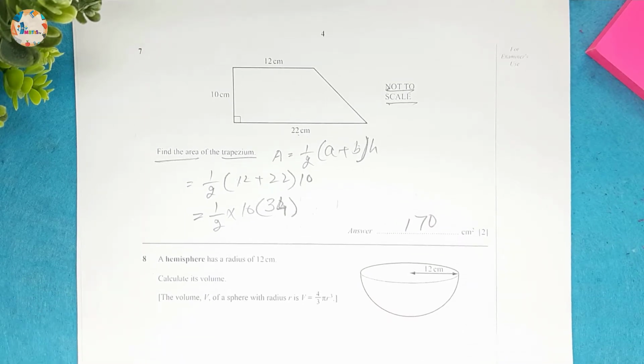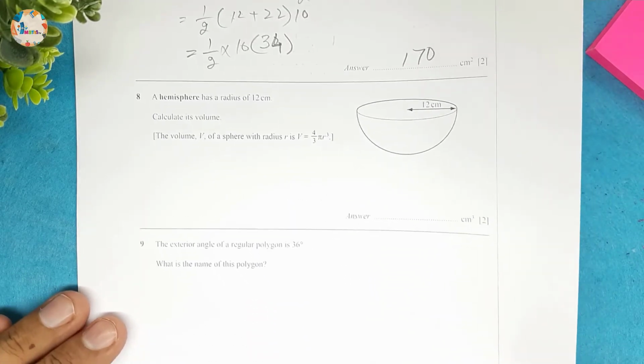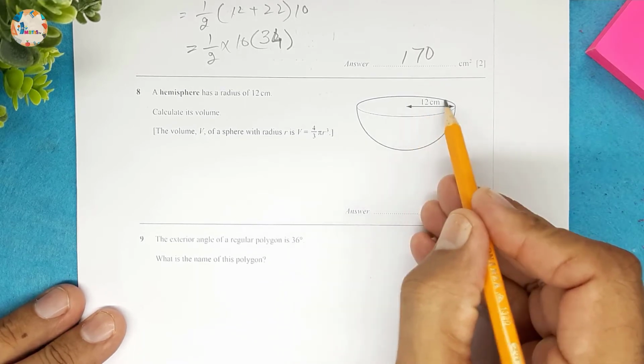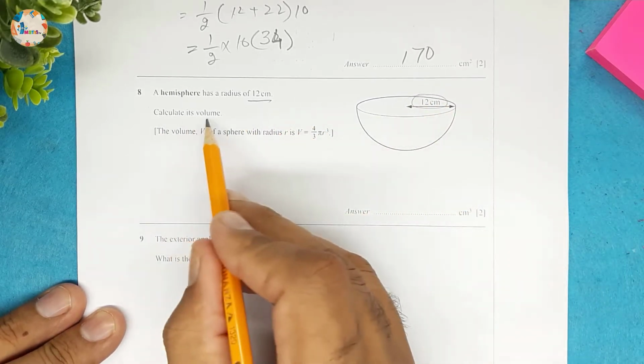This is done. Question number 8. A hemisphere has a radius of 12. So this radius is 12. Calculate its volume.